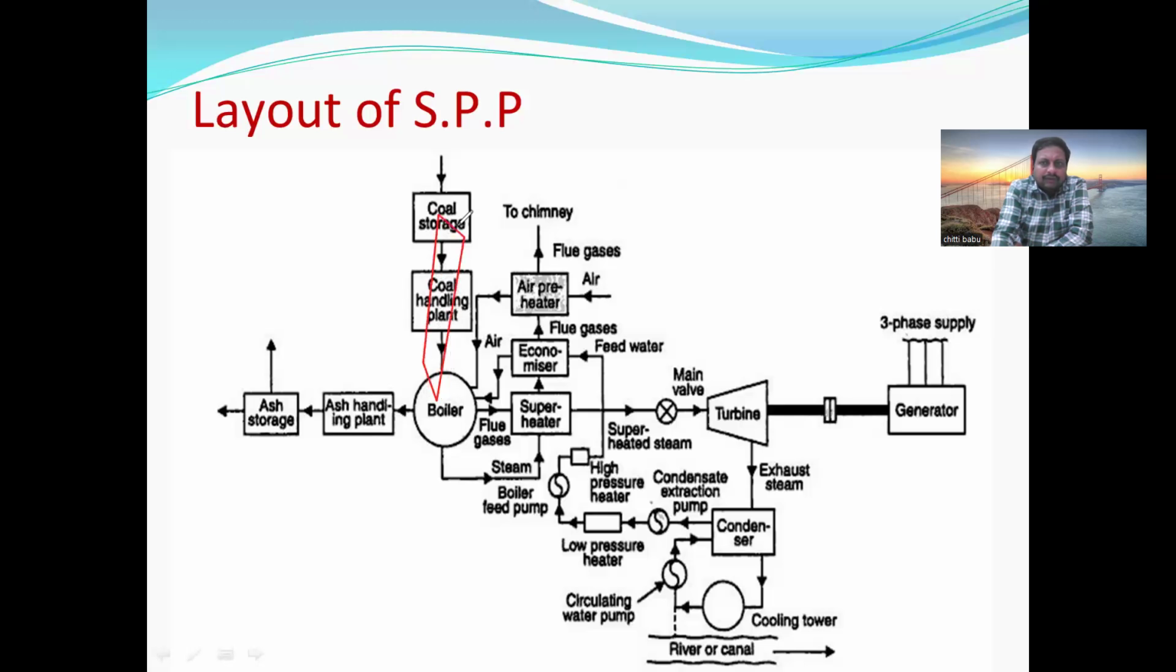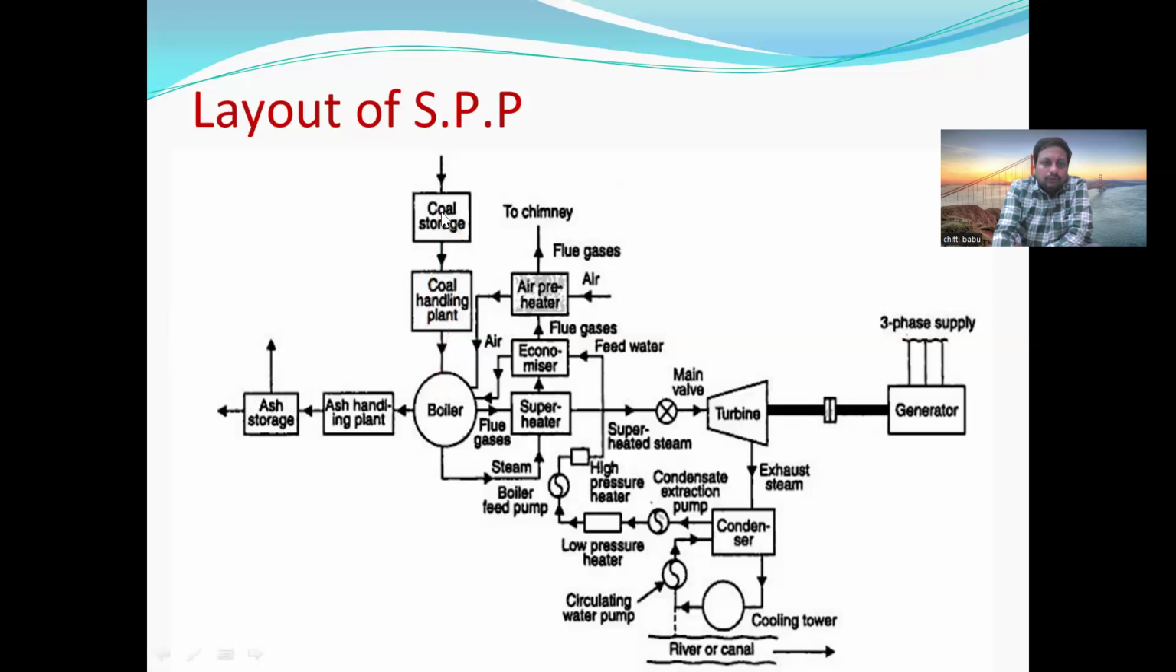The coal will be fed into the boiler, into the grate of the boiler. There the combustion takes place. So that is the input of the boiler.